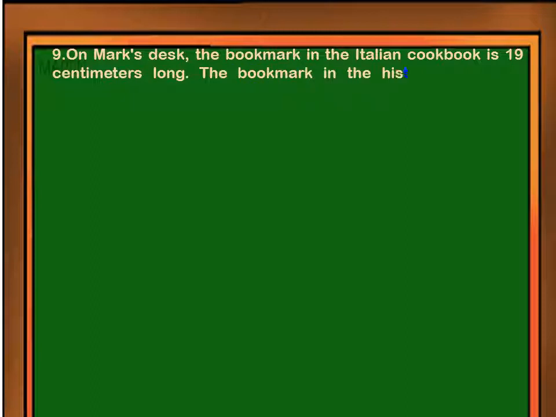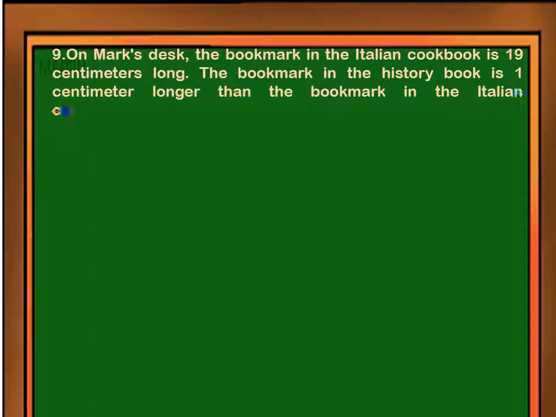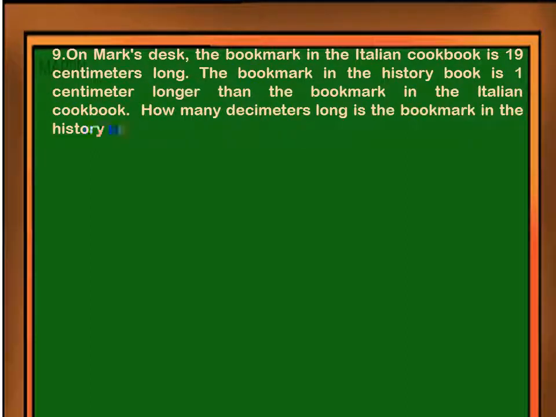On Mark's desk, the bookmark in the Italian cookbook is 19 centimeters long. The bookmark in the history book is 1 centimeter longer than the bookmark in the Italian cookbook. How many decimeters long is the bookmark in the history book? Given, 19 centimeters is the length of the Italian cookbook.